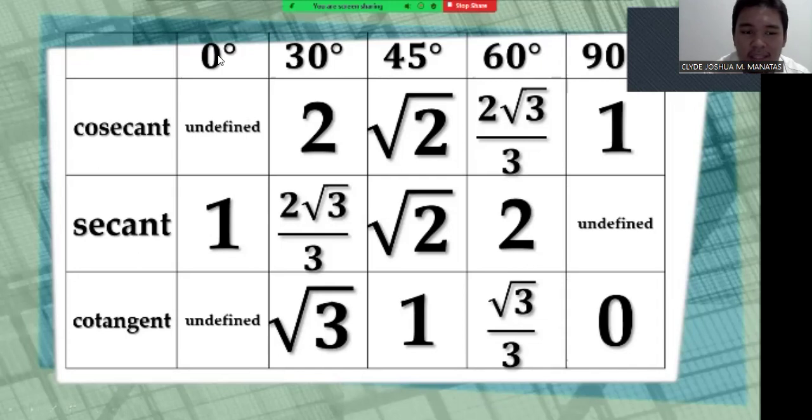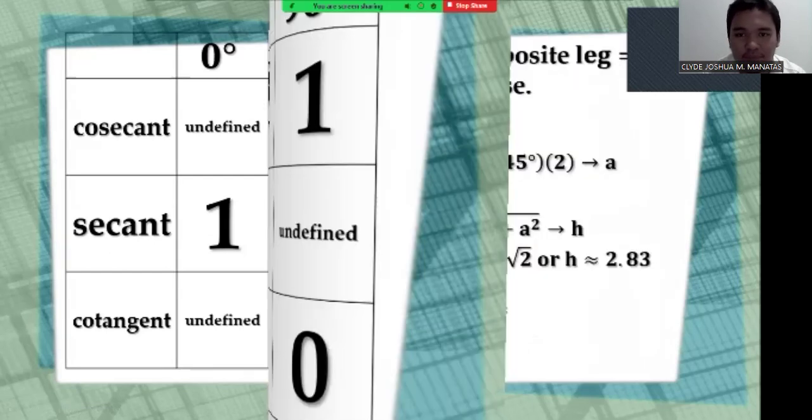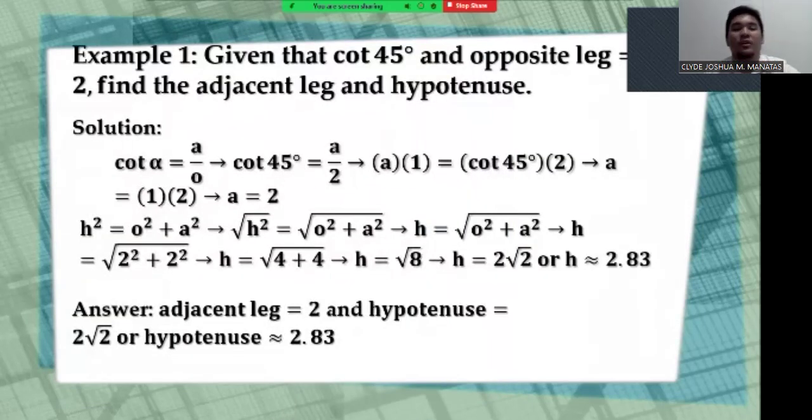So since we now know the values of every trigonometric ratio and the angles, let's move on to some examples of it. Example number 1. Given cotangent of 45 degrees and the opposite leg is equal to 2, find the adjacent leg and hypotenuse. So here's the solution.